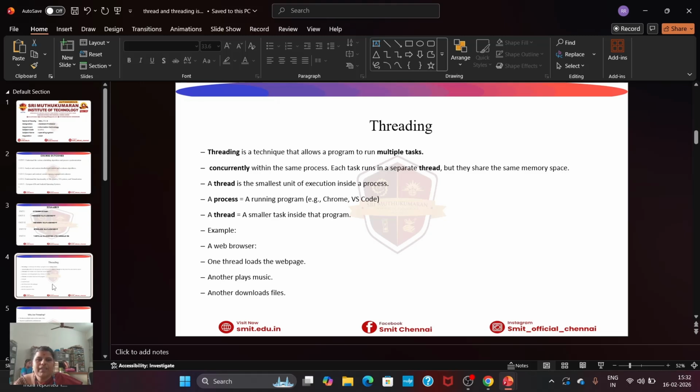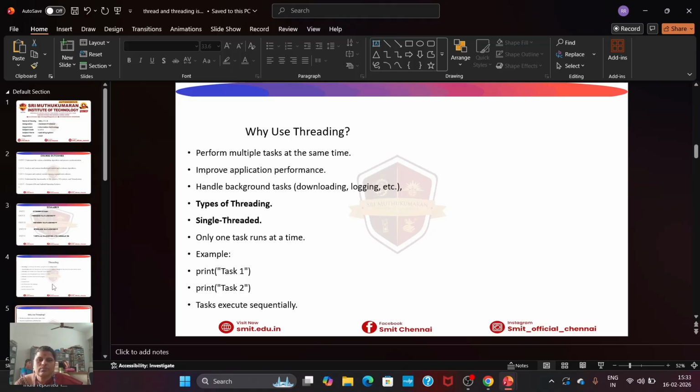For example, in a web browser, one thread loads the web page, another thread plays music, and another downloads files. Why use threading? To perform multiple tasks at the same time and improve your application performance. It also handles background tasks, that is, downloading and logging. Then, types of threading.